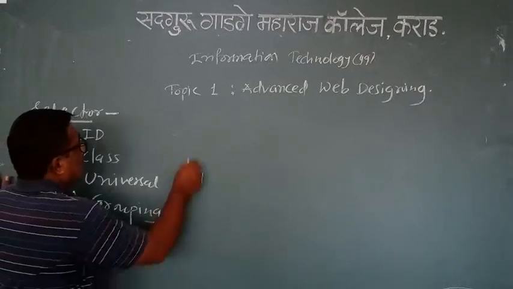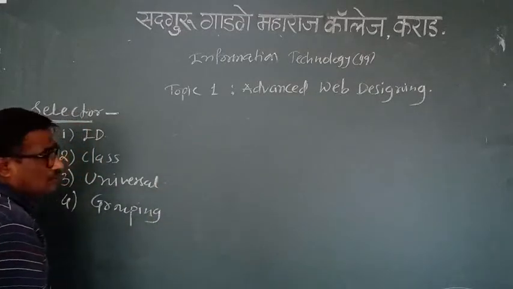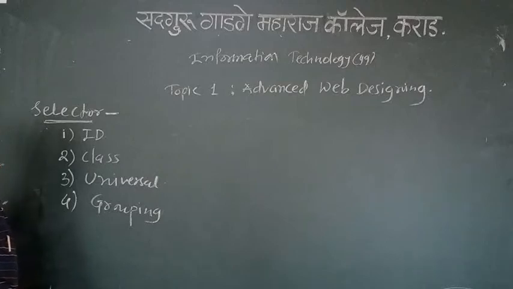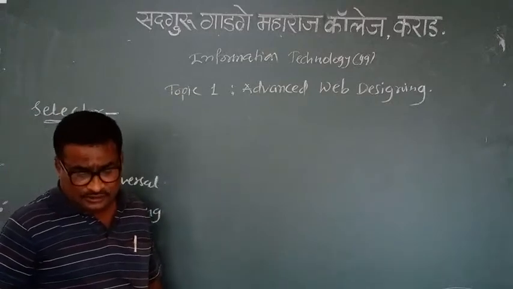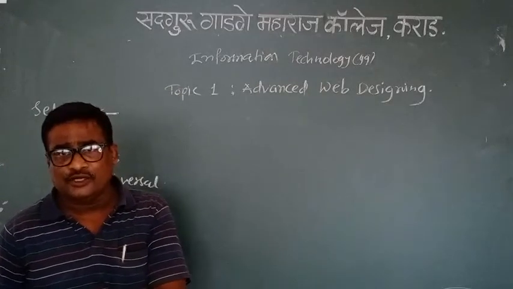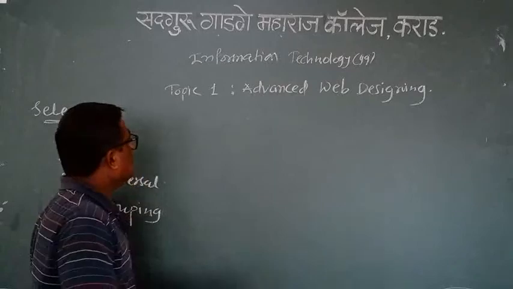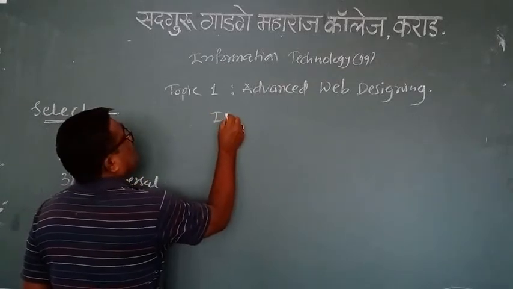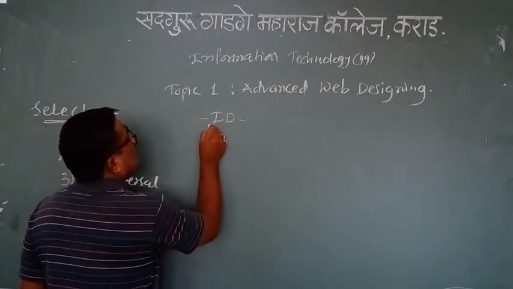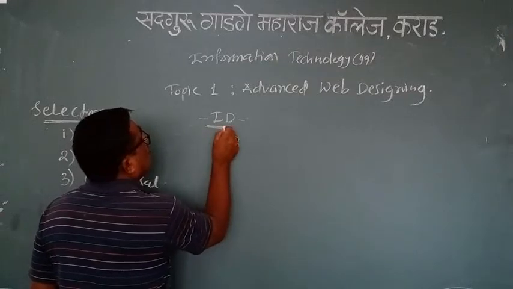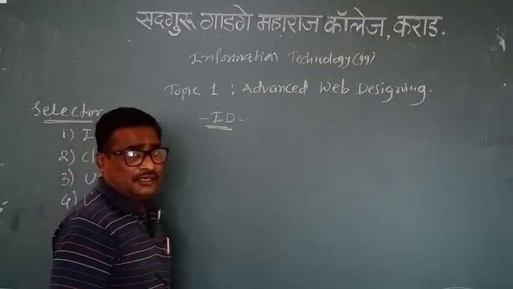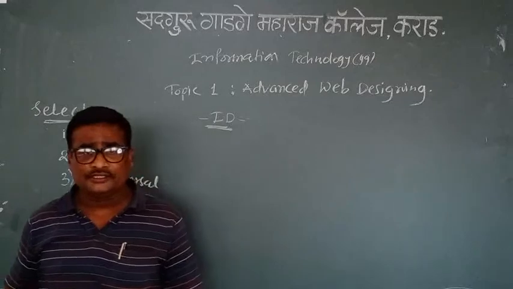For the purpose of applying different types of styles, we use style sheets, that is cascading style sheets, and in that cascading style sheet different selectors are used. The first selector is ID. Then how to apply the ID and what is the purpose of the ID selector?